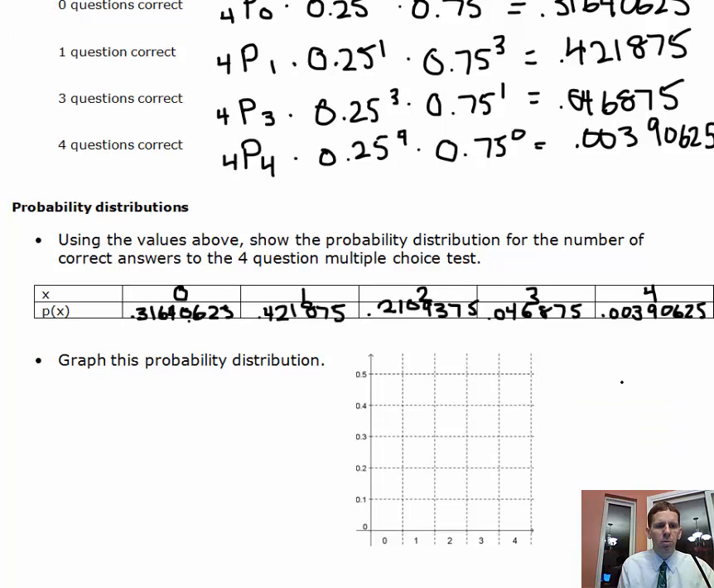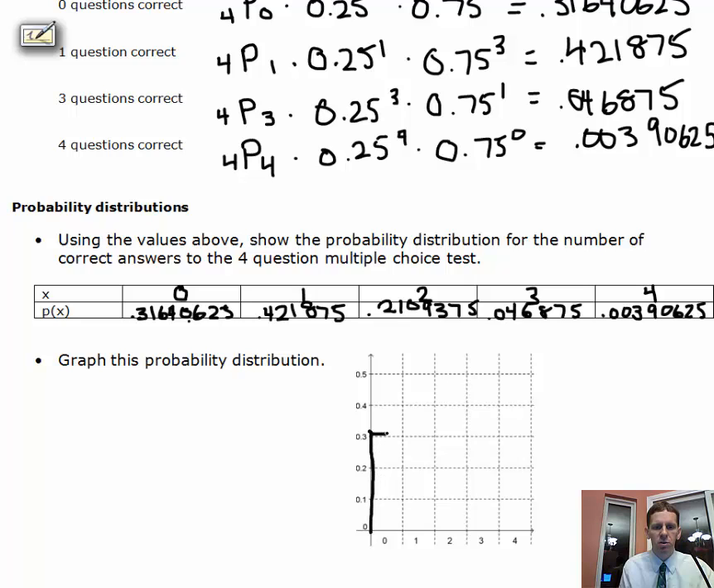So we've inputted our probabilities into the probability row, and you can see the most likely scenarios when answering a 4-question, 4-choice multiple choice test are 0, 1, and 2. It's pretty unlikely you'll get 3 and 4. A lot of times it's easier to see this based on a graph. So for each of these probabilities we are going to graph a bar that represents the probability for each of these events.